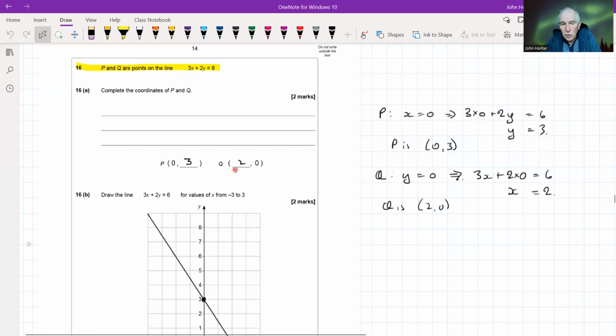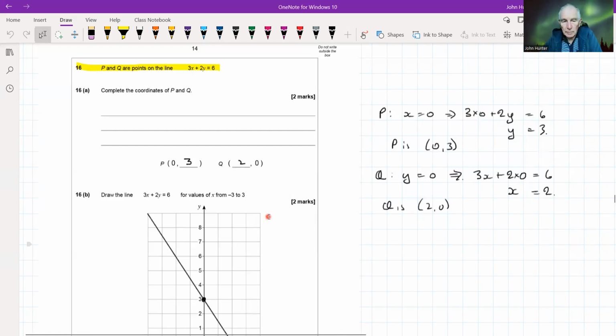And then likewise with Q, we know the y, we've got to work out the x. So a y of 0 is going to give us this. If we substitute y equals 0 in here, we're going to get 3x plus 2 times 0 for the y equals 6, x equals 2. So that means that Q is the point 2, 0.